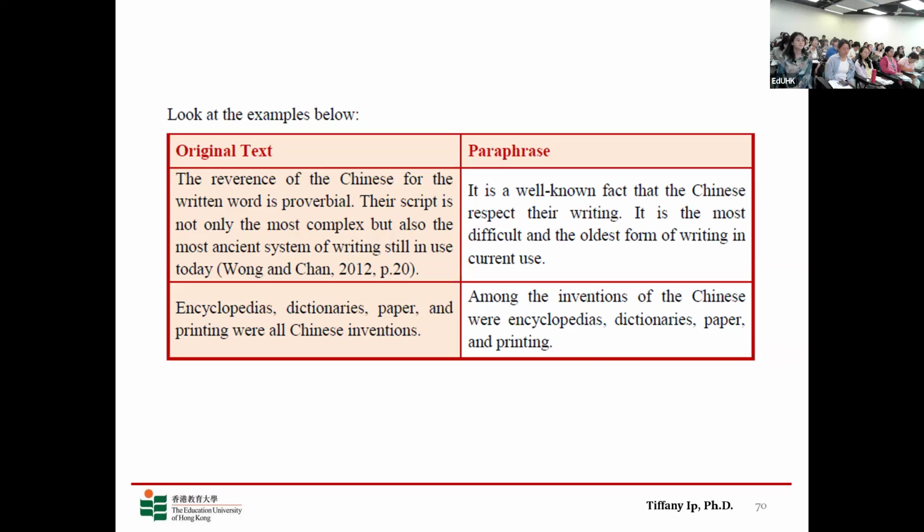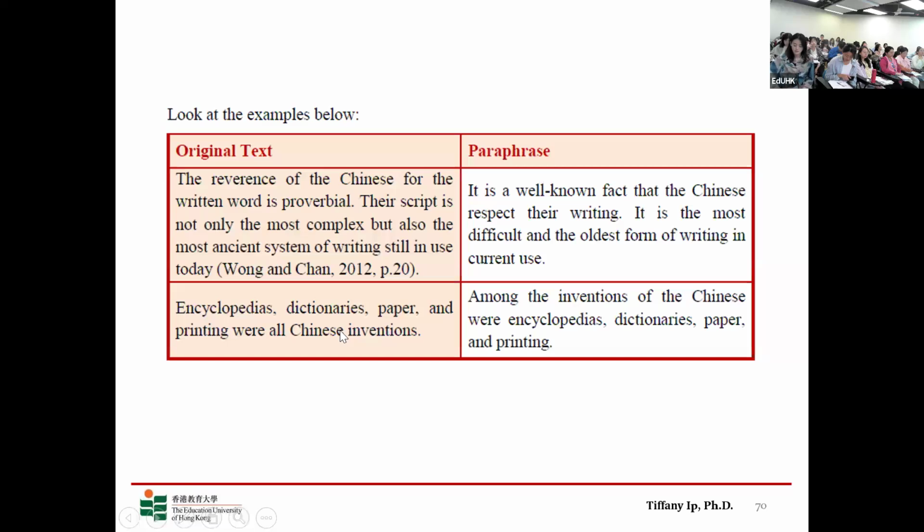Encyclopedias, dictionaries, paper, and painting. So 4 of them. But you can keep these words, but then change the structure. Were all Chinese inventions. Then you can say among the inventions of the Chinese were these 4 things. Or we can even say there were 4 major inventions made by the Chinese, comma, namely, comma, and then these 4, right? So there are actually tons of ways of doing it. Keep practicing, and then you start to figure out how you can change the sentence structure.